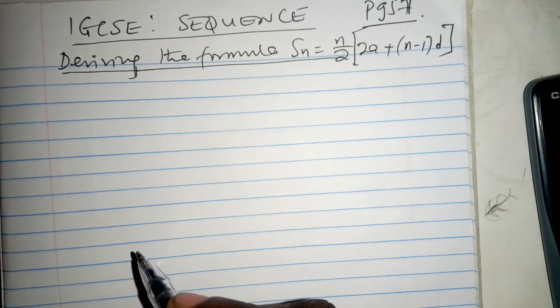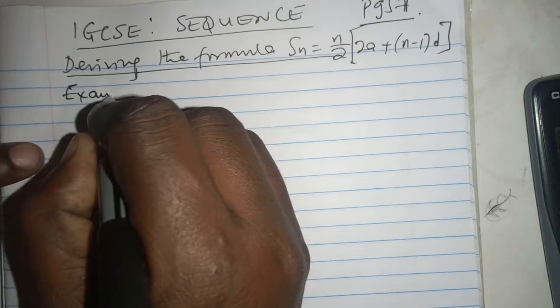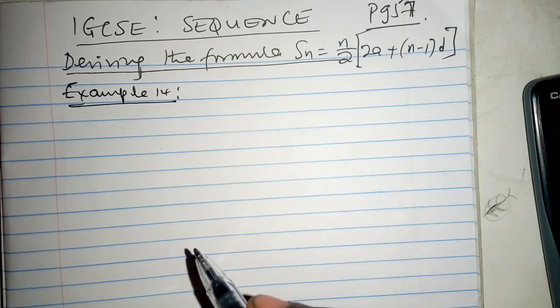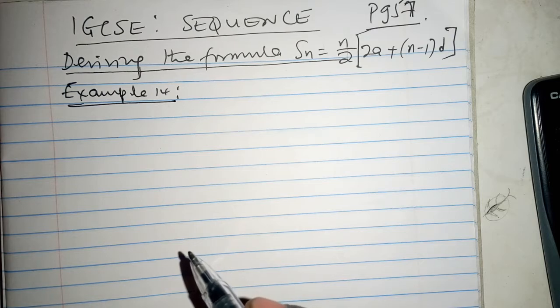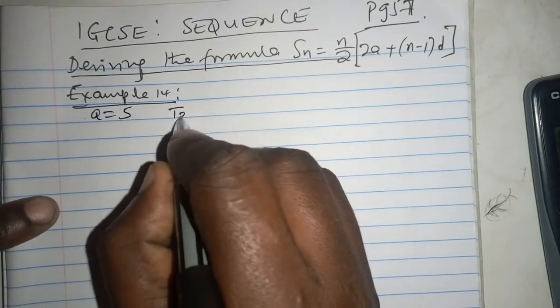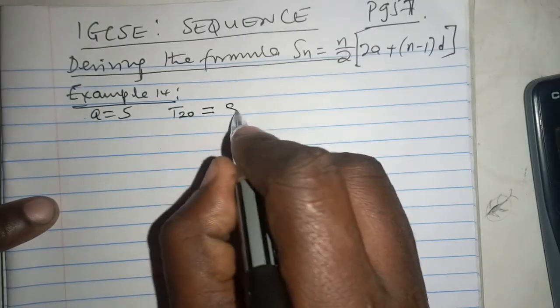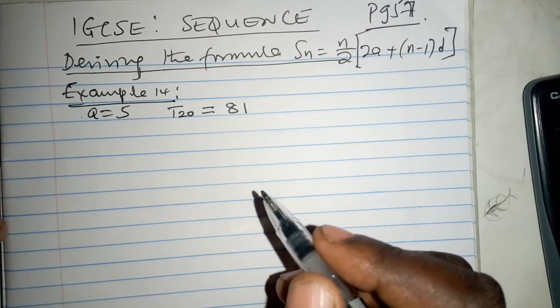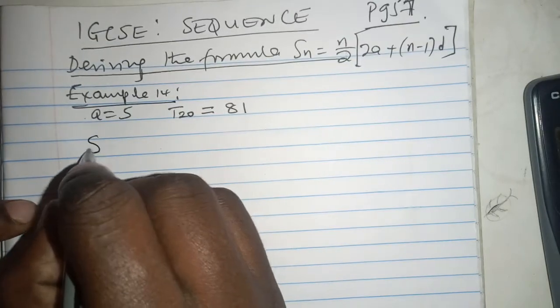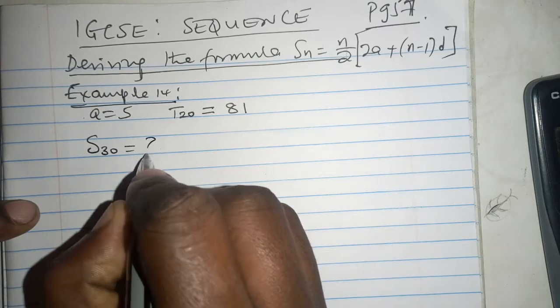You're looking at example 14, which talks of the first term of an arithmetic series. Anytime you hear arithmetic series, of course, there is a common difference. The first term, a, is 5, and the 20th term is 81. Find the sum of the first 30 terms. So the question is, find the sum of the first 30 terms.